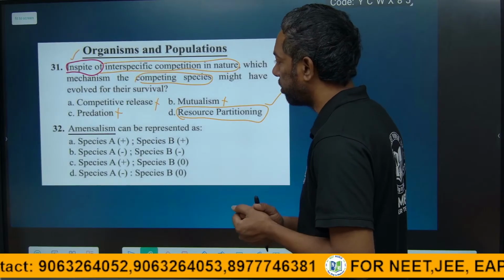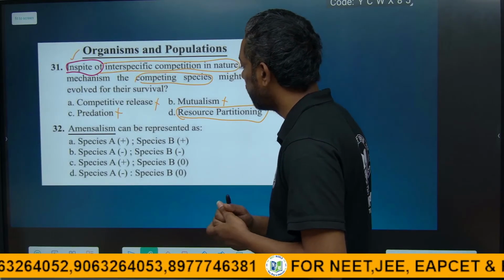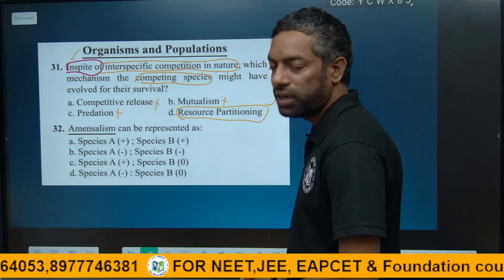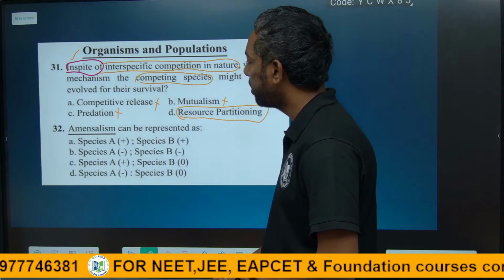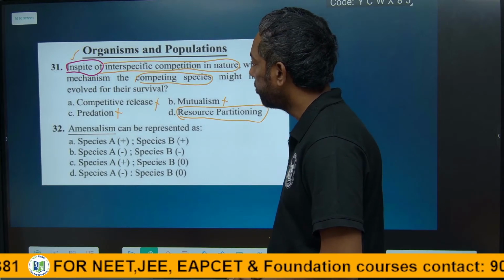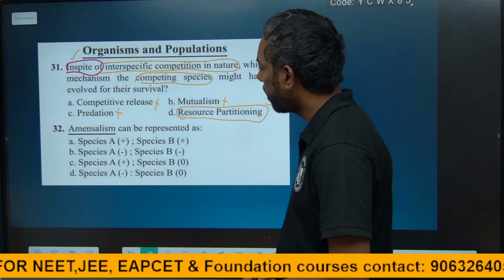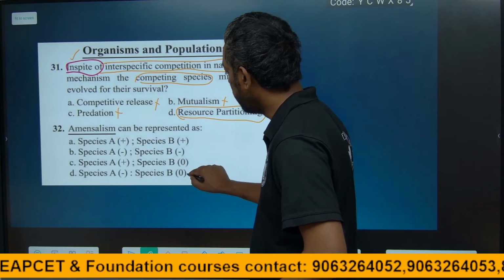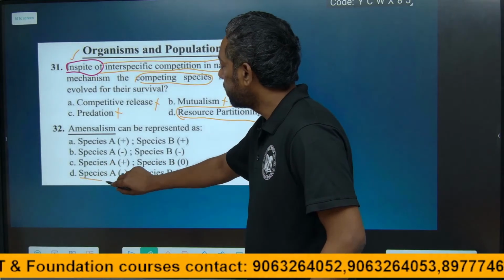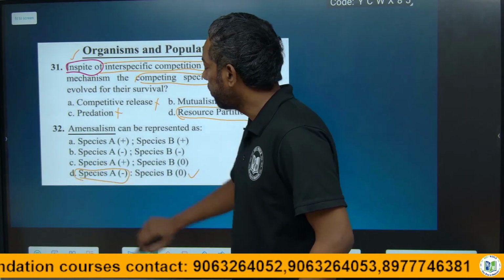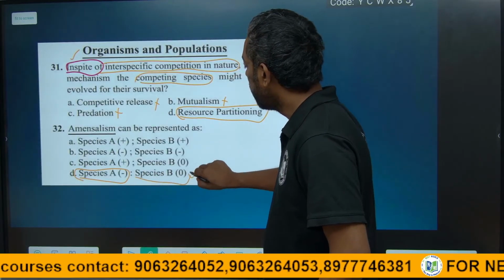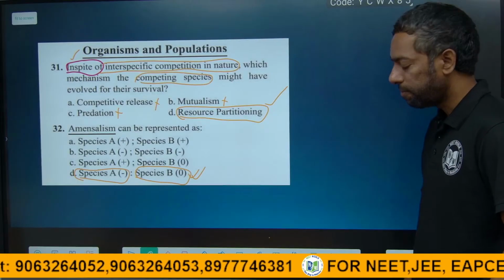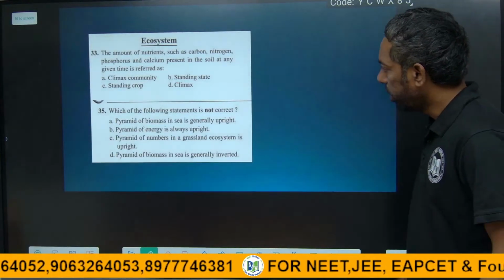D is the answer. Amensalism can be represented as... this is also a population interaction. These are the population interactions, organisms and population questions. Amensalism means one is affected and one is not benefited. This is D: species A is affected negatively, and species B does not get any benefit. This is amensalism. Okay? Yes. Next one.